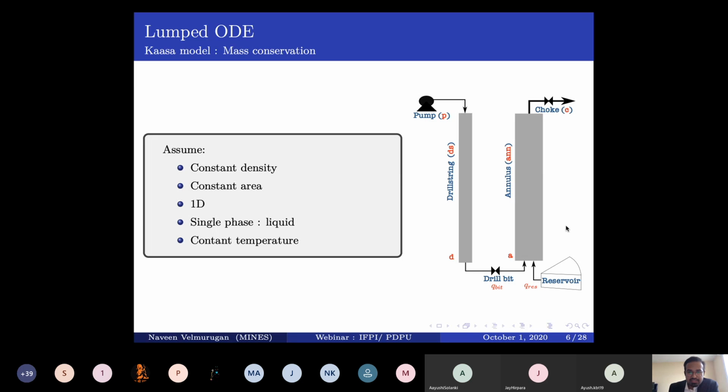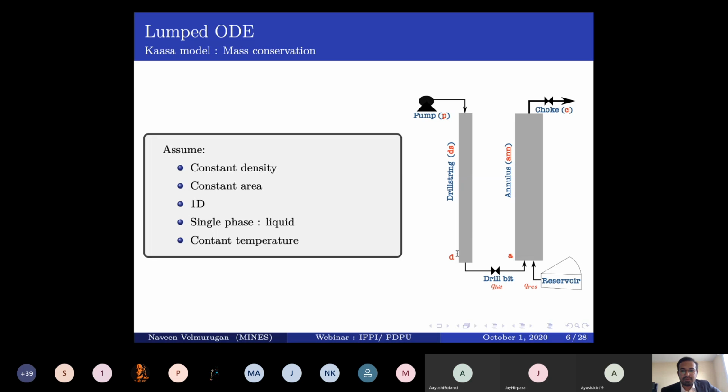As I said, since it is a representation of reality, we need to assume a lot of things. The first assumption is we have a constant density throughout the drill string, throughout the annulus, and also in the reservoir. This is required to simplify our methodology. And as I mentioned earlier, we have a constant area, which means the drill string has a constant area and the annulus has a different area that is continuous and constant, right? If you consider your tool joints and bottom hole assembly, they are slightly bigger or smaller, so you don't want to have that variation.